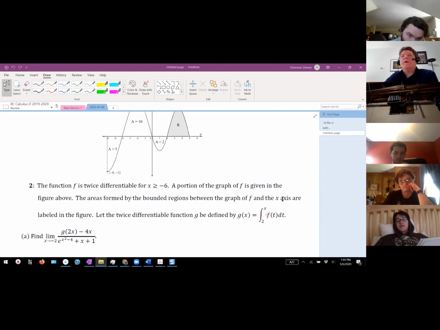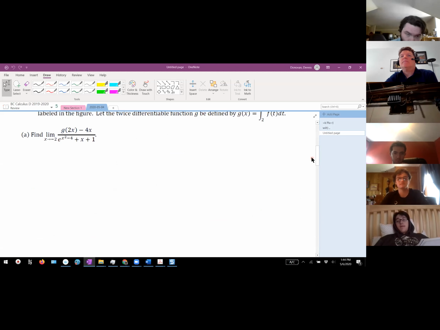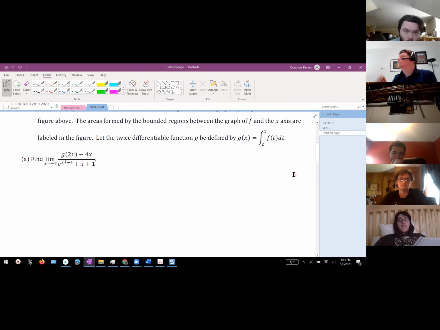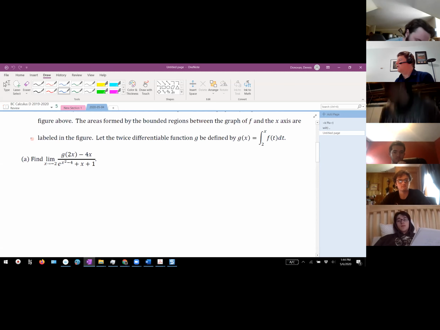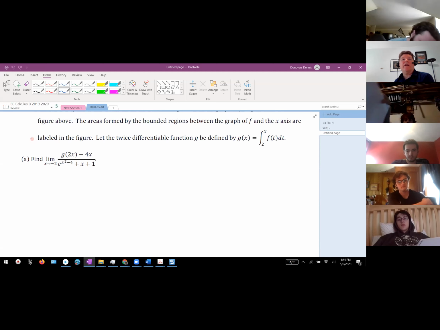So what are we going to do here? How are we going to get g of 2x? You need to prove L'Hopital's rule first. How do we know we're doing L'Hopital's rule? Because the limit as x approaches -2 of g of 2x minus 4x equals 0. How do you know that? I did my work. My question is, how do we do g of 2x, the limit of g of 2x as x approaches -2.